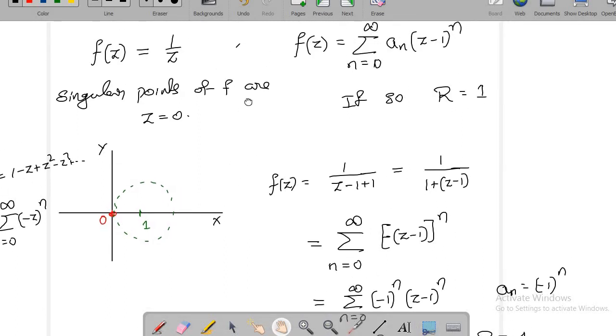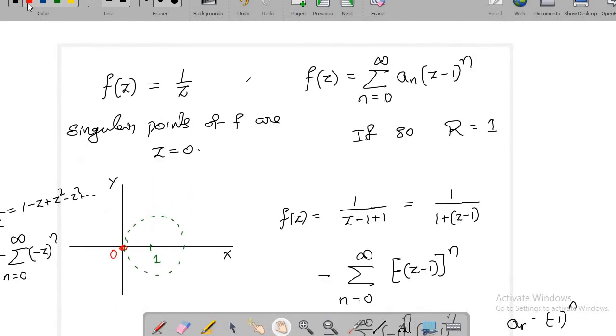Now the next question is, so we got the expansion in this region, that is mod z minus 1 is less than 1. Now I'd like to know what is the expansion if mod z minus 1 is greater than 1. Can we have an expansion in this region? If so, what will that be? Or let me ask it as a different question.